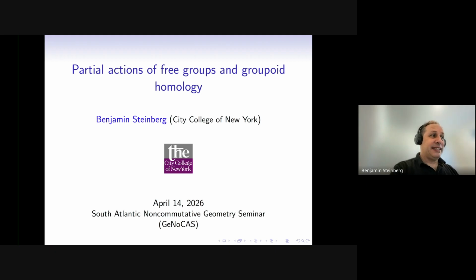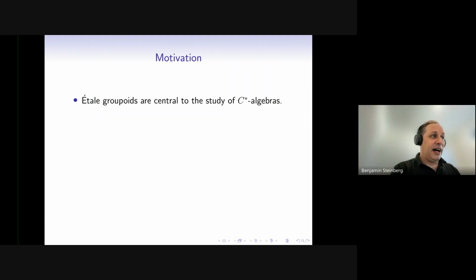So this is a topic that I've been thinking about, groupoid homology, a lot recently, and this is not necessarily the deepest of results, but the idea is that maybe some things that were done in more complicated ways can be done in more simple ways. So that's the approach that I'm taking here. Let me start with the motivation.